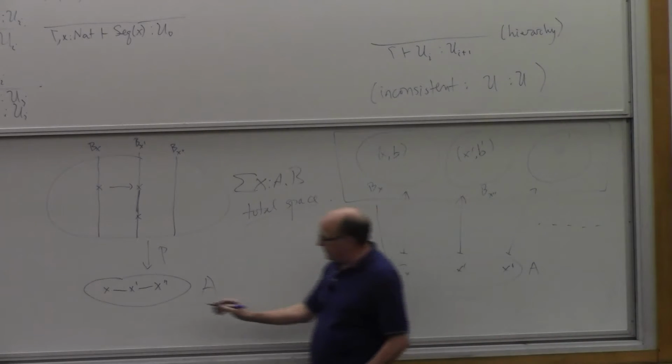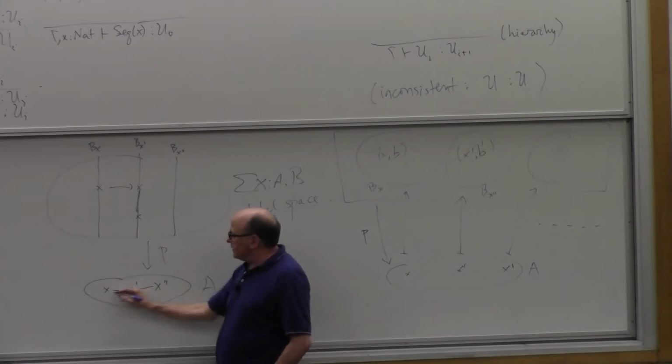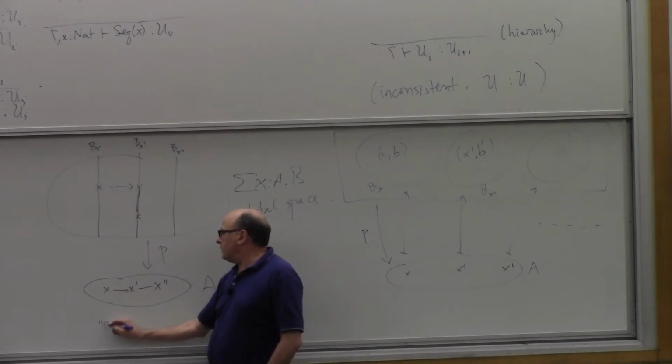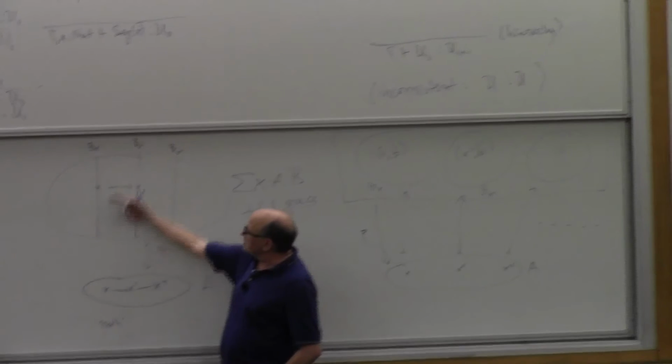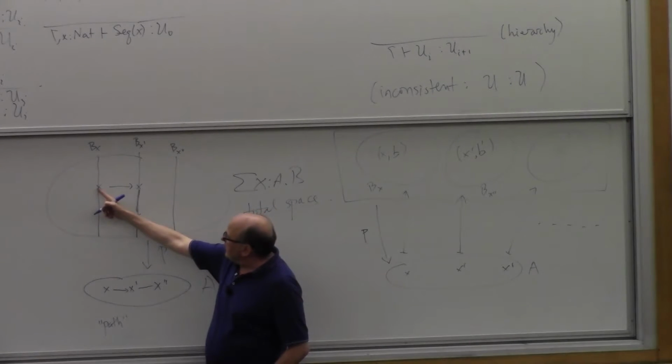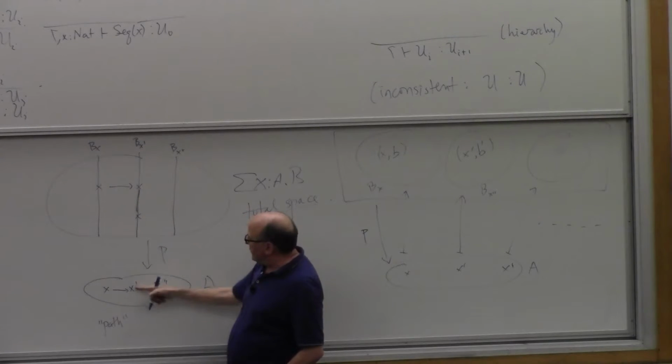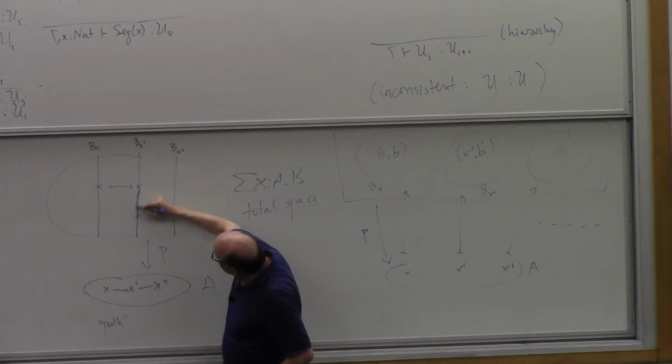So what's happening is if there's a so-called path from x to x prime, this is so-called a path, then I can lift the path from the base space to the total space by saying it takes this information, takes an element here, sends it over to the fiber over x prime, and then connects them vertically.